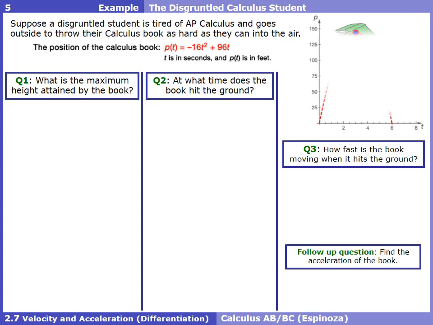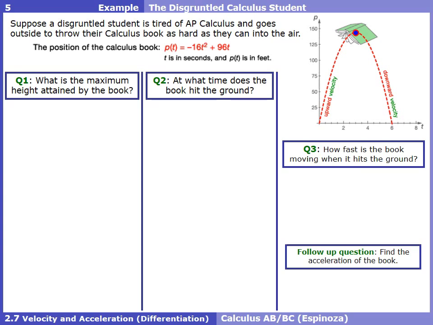T is seconds, P is in feet. So I'm going to give it a little graph here just to get a visual, and you can see that this book goes in the air and of course it's going to come back down based on this position function. So the first question is this: what is the maximum height attained by the book?